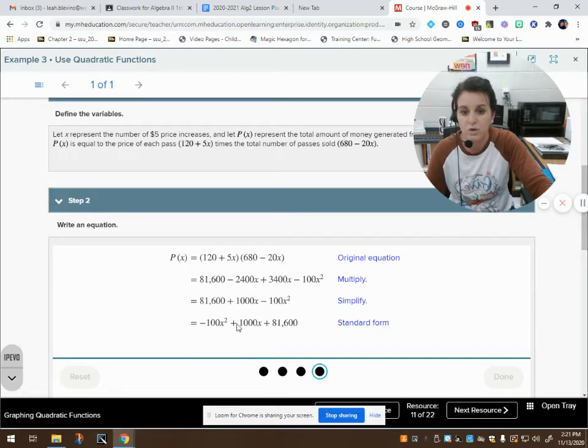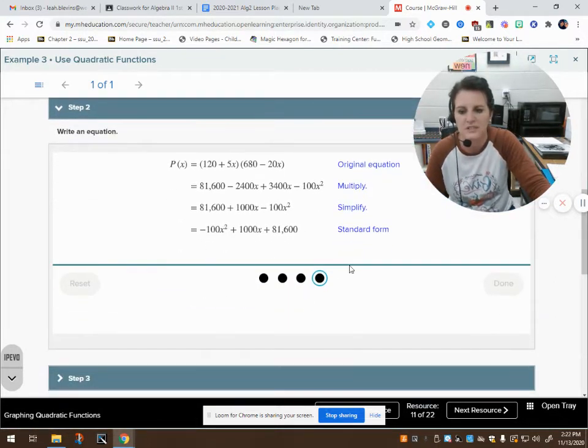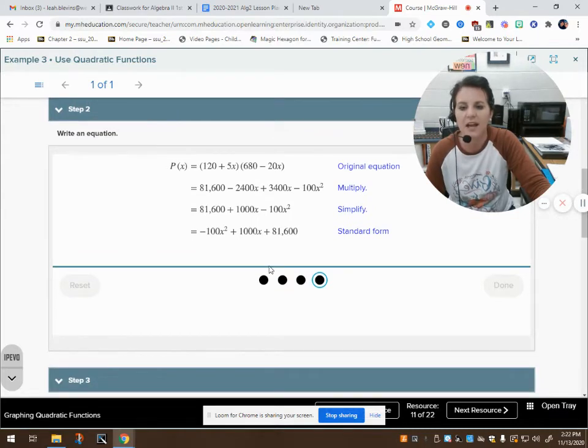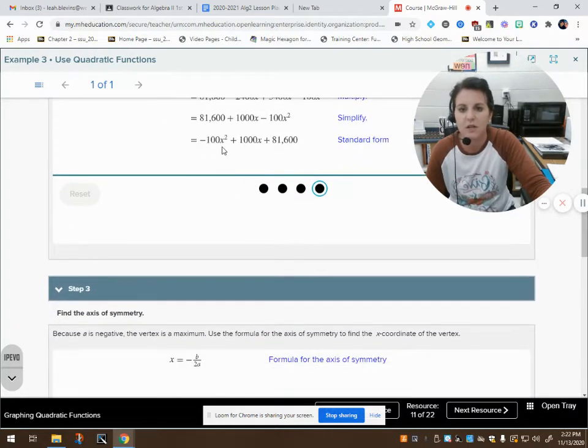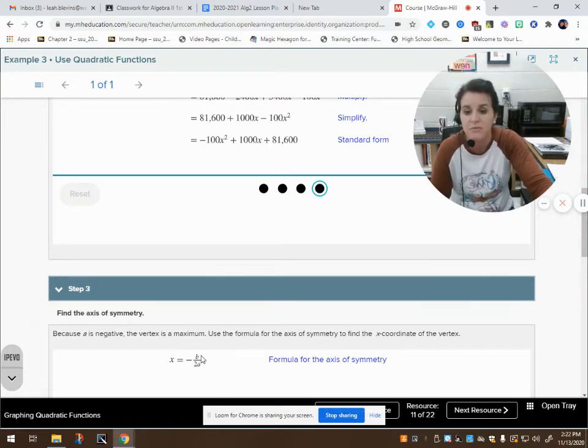We can reorder it because I like it to be in this fashion. I'm sure you probably do too, because that's how we typically look at it. Now that we have this, we can go to Desmos and graph it, or we can find the axis of symmetry by doing the negative b, the opposite of this coefficient, divided by 2 times a.